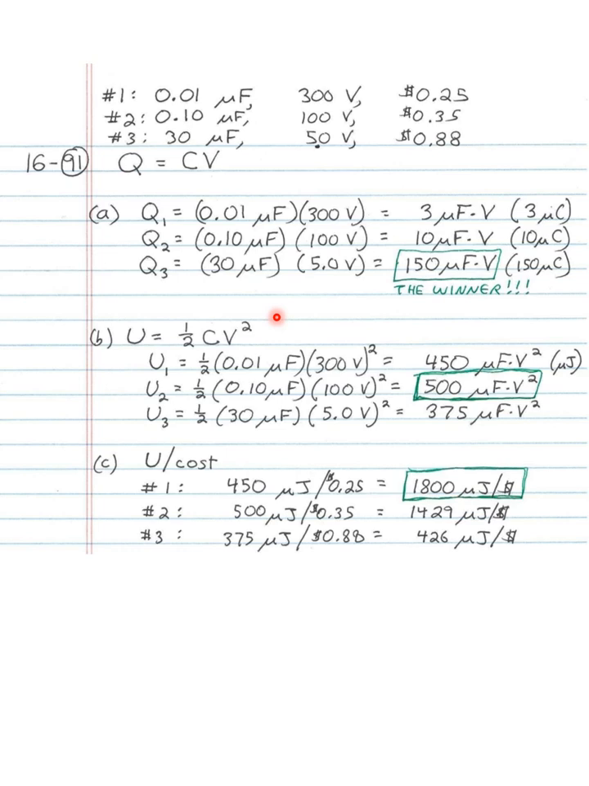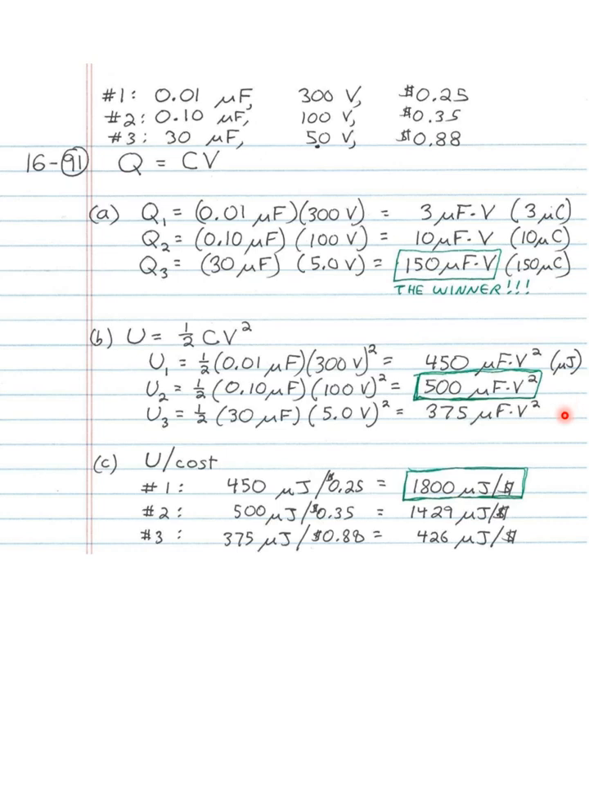Question B asks about the energy. 1/2 capacitance times voltage squared. So we plug each of those in. Again, I'm not going to worry about MKS units. I'm just going to be concerned with keeping units consistent. When we multiply out for the first capacitor, it's 450. The units become microfarad volts squared, which is actually microjoules. The second one is 500 microjoules. The third one is 365 microjoules. So 500 is the winner. The second capacitor can store the most energy.